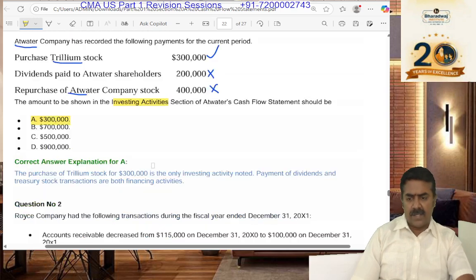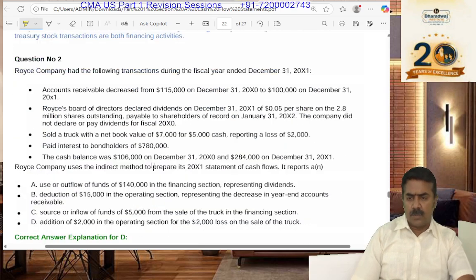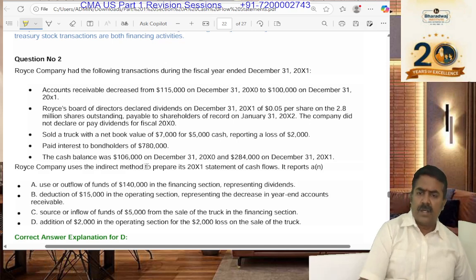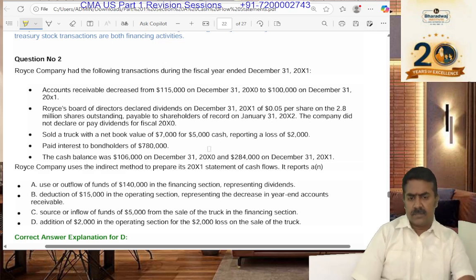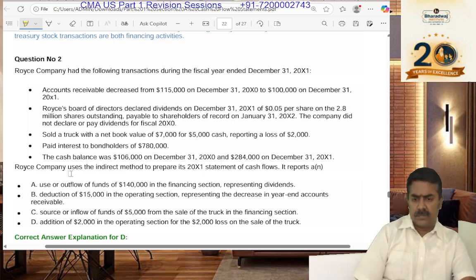Outside investments, 3 lakhs. Question number 2 part. Accounts receivable decreased from 1,15,000 to 1 lakh, they have given. Accounts receivable decreased, which means we will add. How much we will add? 15,000 you will add. Addition.